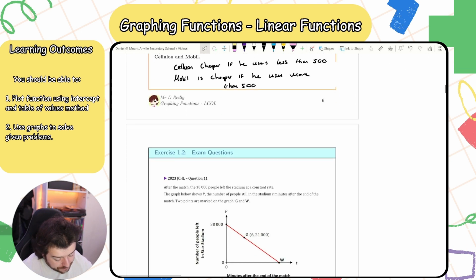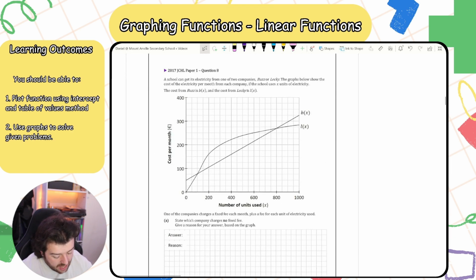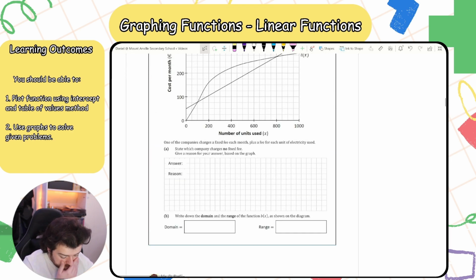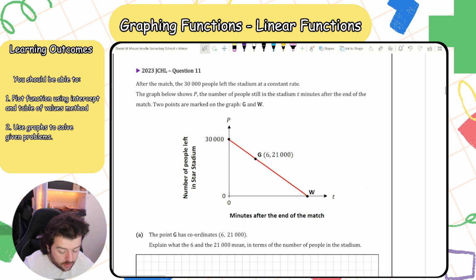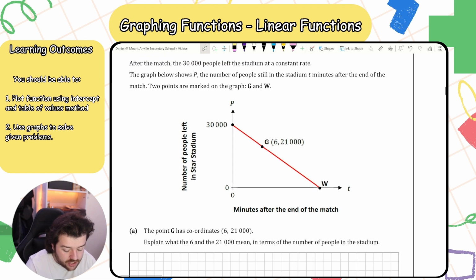Right. So let's look at two more exam questions, and we'll wrap this video up. This is from the 2023 Junior Cert paper, so this only came up in last year's Junior Cert paper. After the match, 30,000 people left the stadium at a constant rate. The graph below shows P, the number of people still in the stadium, T minutes after the end of the match. Two points are marked on the graph, G and W.